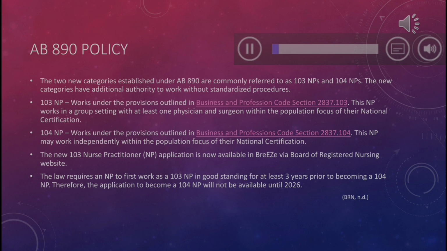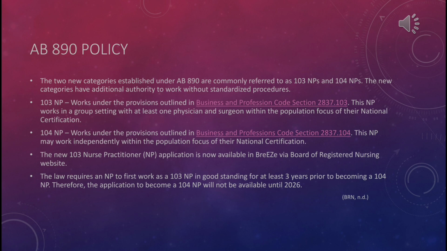AB 890 policy has two new categories, and they are referred to as 103 NPs and 104 NPs. The new categories have additional authority to work without standardized procedures. A 103 NP works in a group setting with at least one physician and surgeon within the population focus of their national certification. And a 104 NP may work independently with the population focus of their national certification.